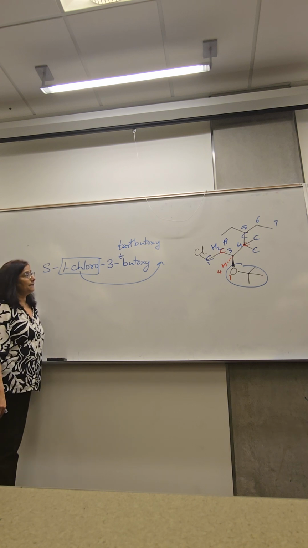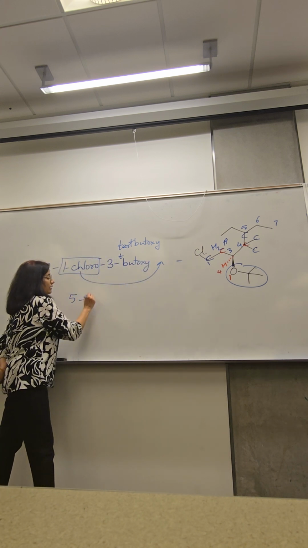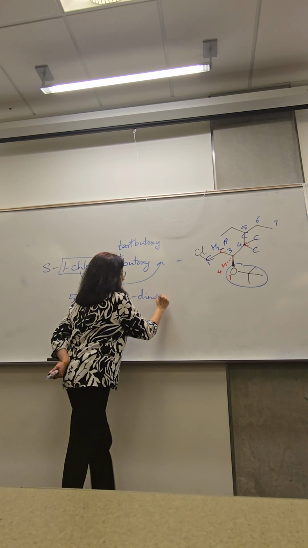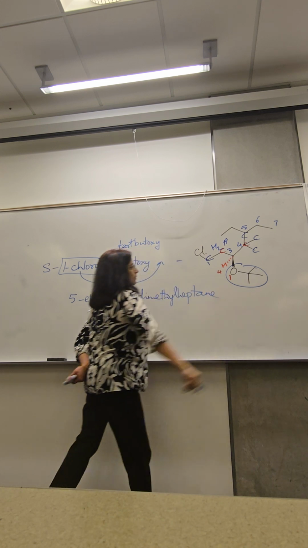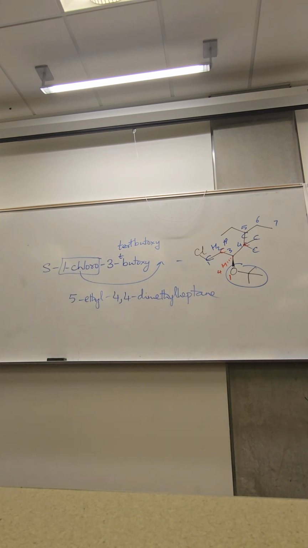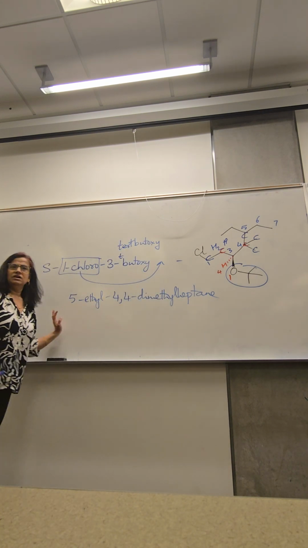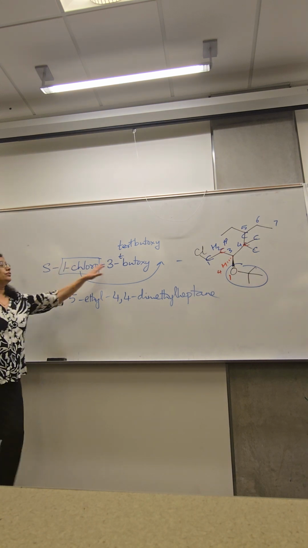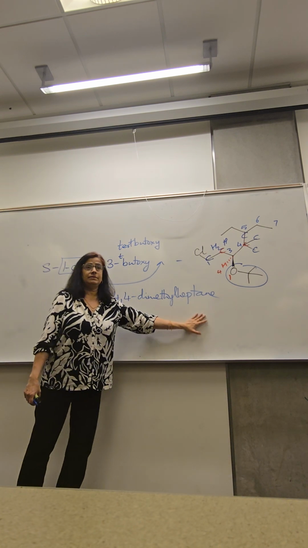And then after that comes what? 5-ethyl. Then comes what? 4,4-dimethyl. And heptane. So the point is the ether is not the parent. It's only a group, just like other groups. It just gets counted like other groups, alphabetized like other groups. Everybody okay? So it should be S, 3-tert-butoxy, 1-chloro, 5-ethyl, 4,4-dimethylheptane.